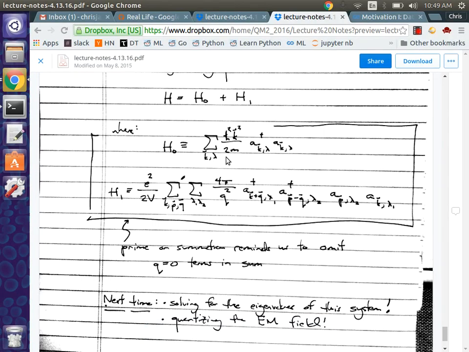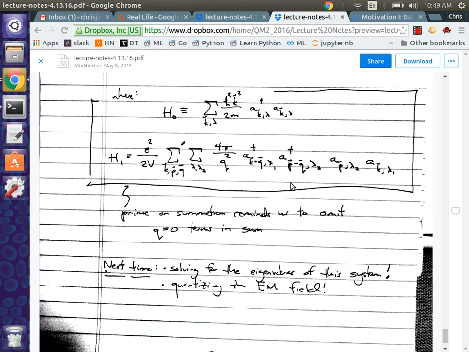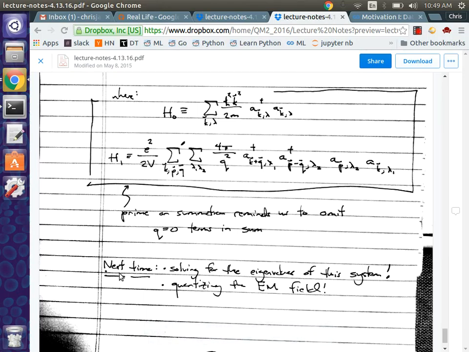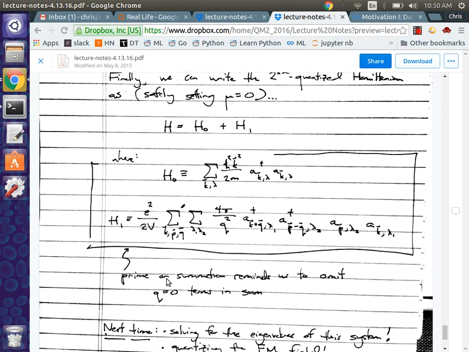So that's how you compute the Hamiltonian for this degenerate electron gas or free electron gas. And what we'll do next time is we'll solve for the eigenvalues of the system, which are going to be vectors in Fock space, and we'll talk about how you can quantize the electromagnetic field in a separate discussion. Okay. All right. Any questions about that?